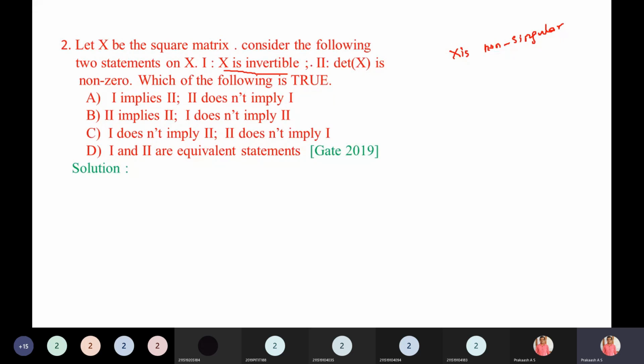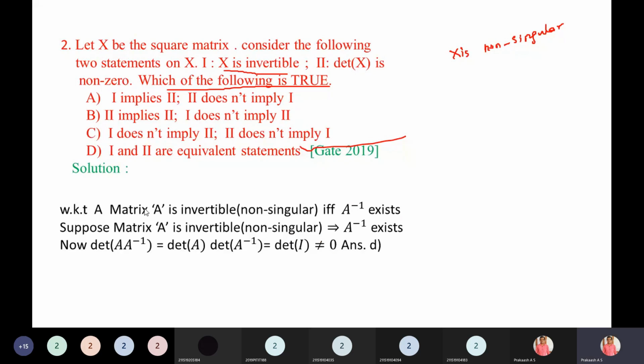Which of the following is true? One implies two, or two doesn't imply one. Two implies one. One doesn't imply two. Two doesn't imply one. One and two are equivalent statements. Answer is B, because these are equivalent statements. Determinant zero means it is singular. Non-singular means definitely we have the theorem.